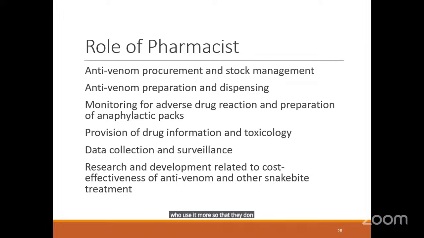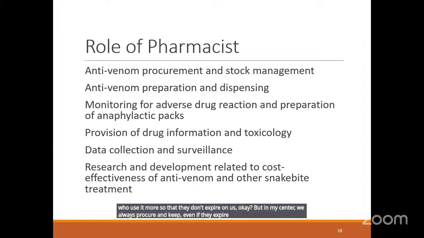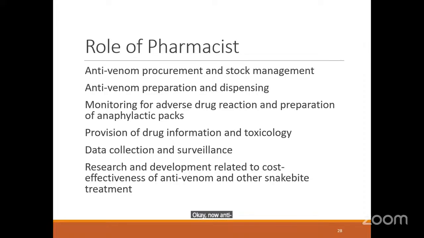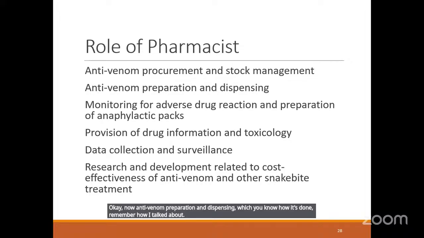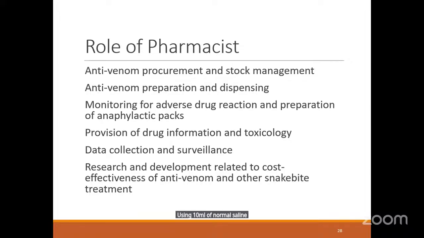on us. But in my center, we always procure and keep, even if they expire, we still procure because you never can tell who will need it. And we had reasons to, even in the middle of the night, use it. Other hospitals nearby come to get from us. Now, anti-venom preparation and dispensing, we should know how it's done. Remember how I talked about using 10 mils of normal saline or 5% dextrose water to reconstitute the lyophilized powder.